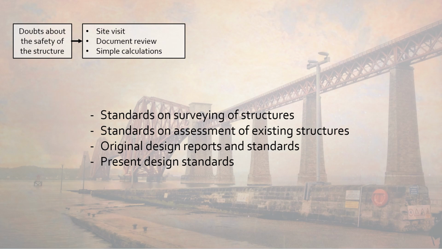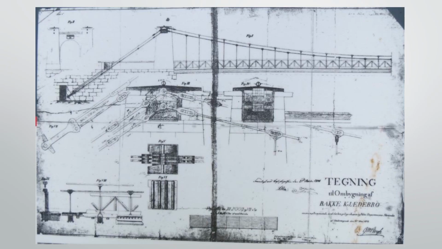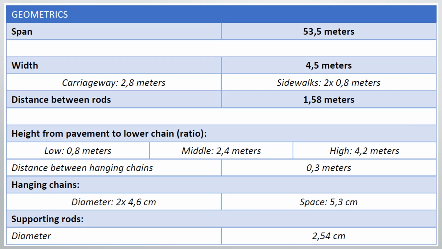Often, the original design reports will be the basis for this simplified assessment, with the purpose of evaluating if the structure is still within the initial design basis. Present design standards may also be used as support for the assessment. Since Bakke Bridge is a heritage building in Norway, some drawings do exist, and some information can be drawn from these drawings. Finding drawings for old structures is not always the case, and then a site visit with measurements and surveying may be a key task.